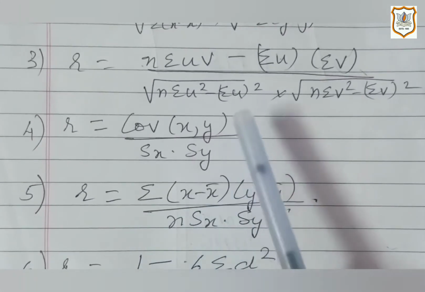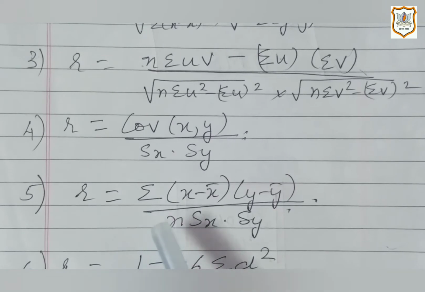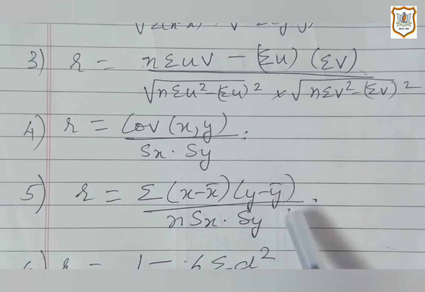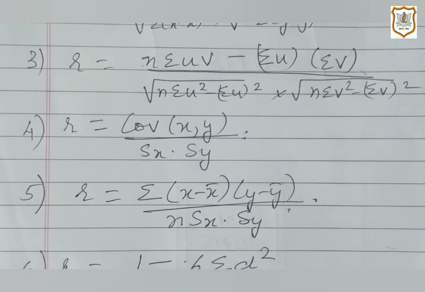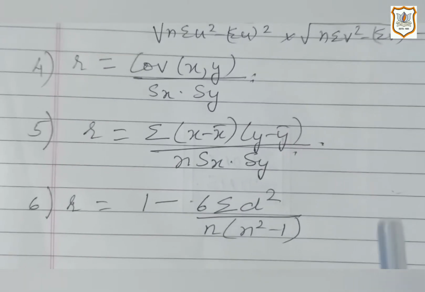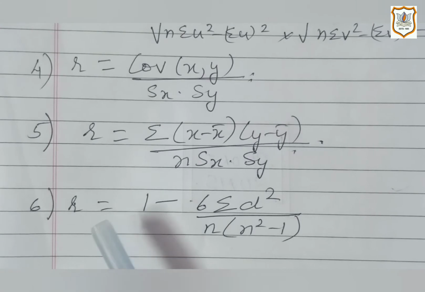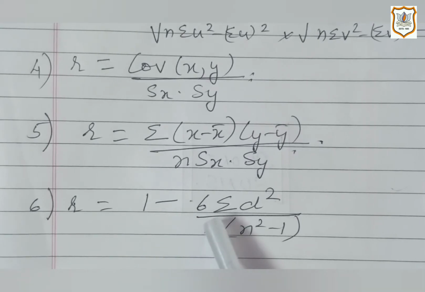Next one is also derived from the upper one, that is R = Σ(x − x̄)(y − ȳ) divided by n sx sy. The last one is the rank correlation coefficient, that is R = 1 − 6Σd² upon n(n² − 1). Now we will be doing the short sums based on these formulas which I have told you.